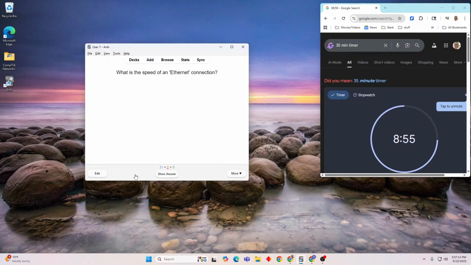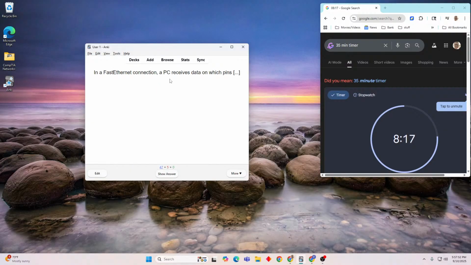What is the speed of an Ethernet connection? 10 megabits per second. Ethernet was originally defined in the IEEE standard 802.3. Okay. What are the two main kinds of fiber optic cable? UTP, no, fiber optic cable. Fiber optic: single mode and multi-mode.